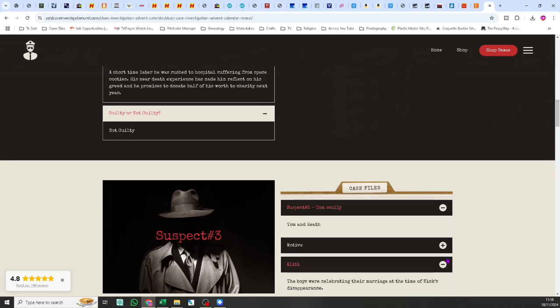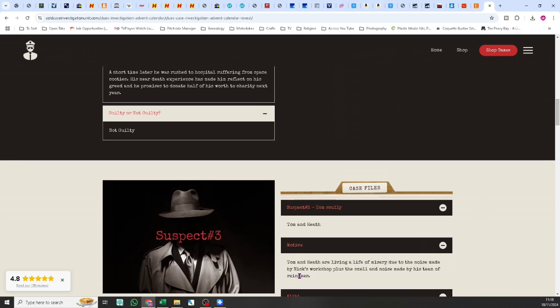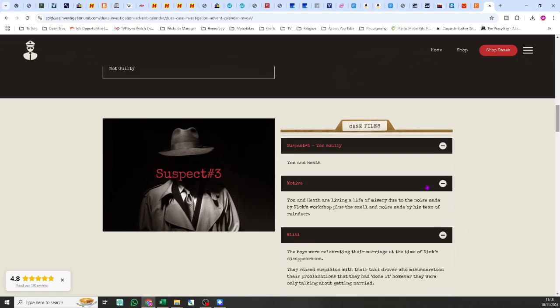I don't believe they did it. Their motive: Tom and Heath are living a life of misery due to the noise made by Nick's workshop, plus the smell and noise made by his team of reindeer. Alibi: the boys were celebrating their marriage at the time of Nick's disappearance. They raised suspicions with the taxi driver, who misunderstood their proclamation that they had done it. However, they were only talking about getting married. And yeah, I say quite rightfully so.